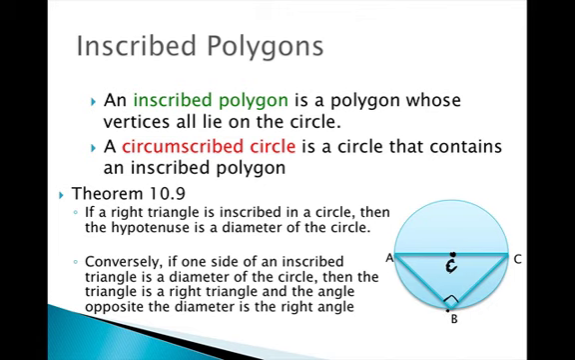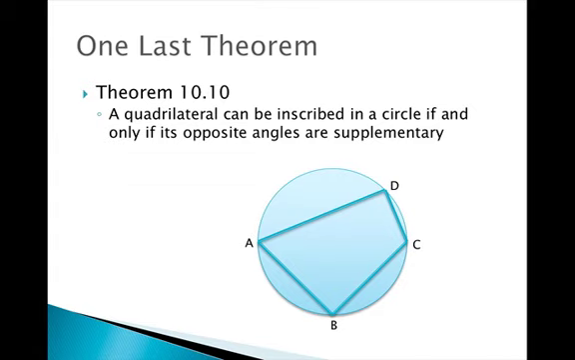It's the only type of triangle that can possibly be inscribed in a circle if one of the sides is the diameter. So we've got AC here is a diameter. Therefore, triangle ABC is going to be a right triangle. And that's what theorem 10.9 says. All right, we've got one last theorem here.